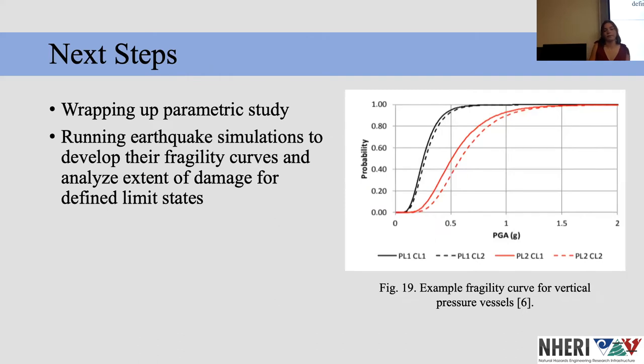So lastly, with our research, we'll pretty much wrap up this parametric study. We'll keep interpreting results, but our next big target is to start running those earthquake simulations, developing fragility curves and analyzing the extent of damage for defined limit states. To give you an example of what a fragility curve looks like, on the right here we have one from one of the papers I read. The limit states they had defined involved leakage, so absolute failure would be reached if the vessel started leaking completely. They also looked at limit states in terms of rotational capacity, so when the pipe reaches a certain rotational state, that would also be considered failure.